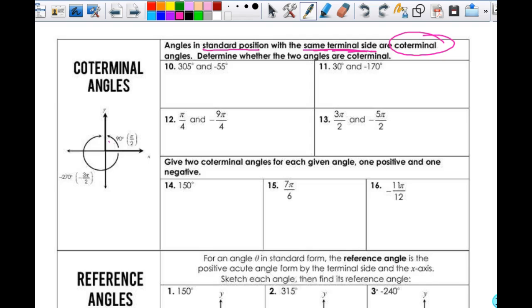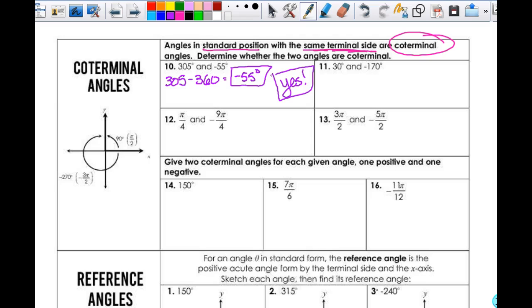Does that make sense? So I'm trying to determine whether or not they are coterminal angles, and this is negative 55. I can take that 305 and subtract 360. That gives me negative 55. So are those two angles coterminal angles? Yes.